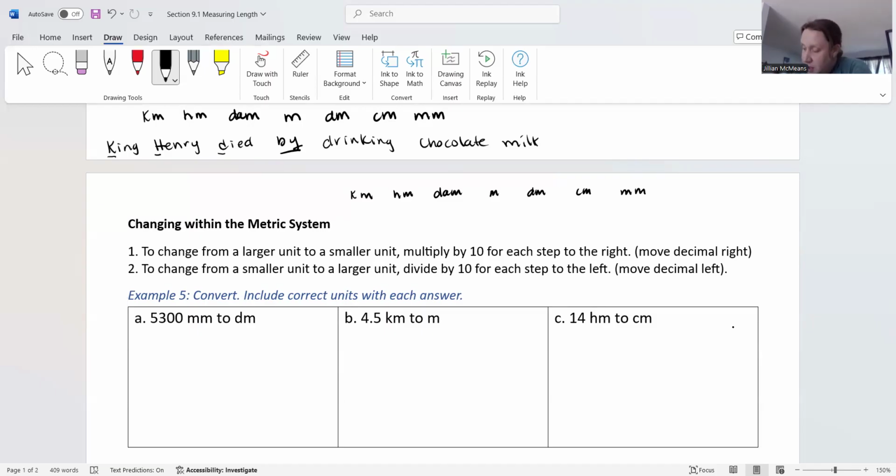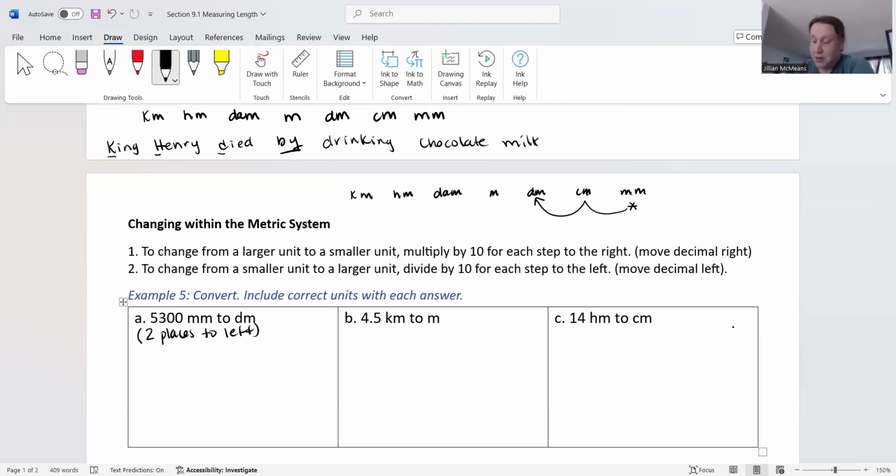Okay. So I'm starting here with millimeters. I need to convert to deci. Deci is to the left, and it happens to be 2 places to the left. So I need to move my decimal 2 places to the left. So essentially what I'm really doing is I'm dividing by 10 to get to centimeters, then I'm dividing by 10 again to get to decimeters, but let's just move our decimal twice.